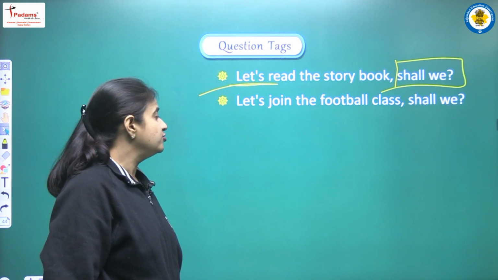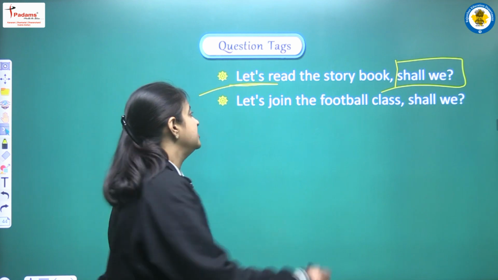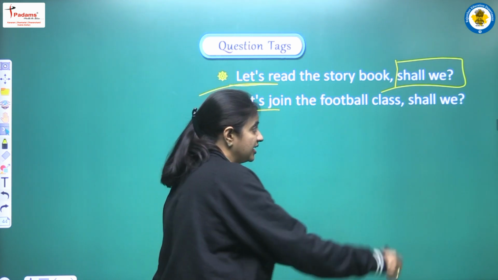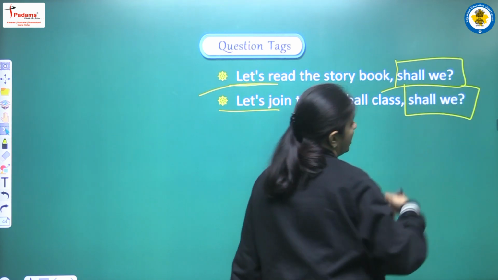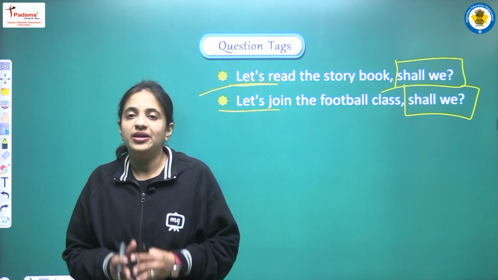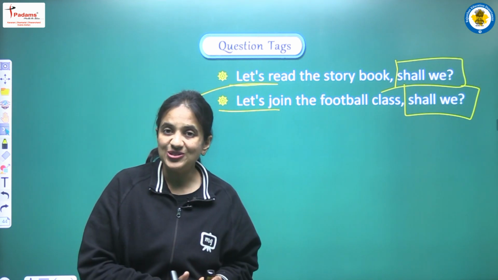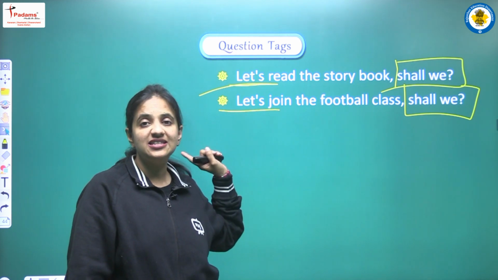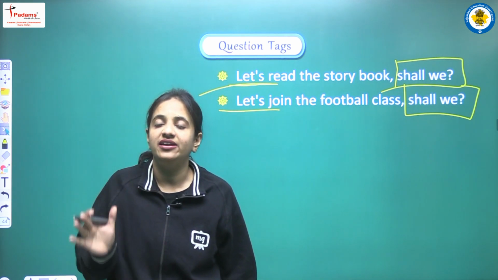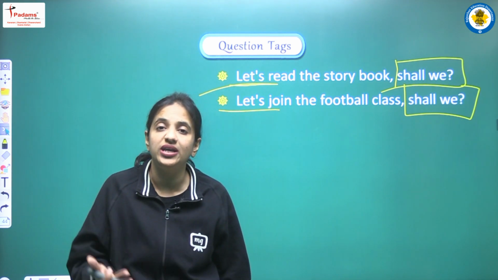Next is let's join the football class. In this example also we can see that we are having let's. So because of this reason, here again our question tag will be shall we. So if we want to use shall we, when to use it, that you have to learn. You have to use it only if we are having let's in the beginning of the sentence. If we are having let's in any imperative sentence, then the question tag will be shall we.